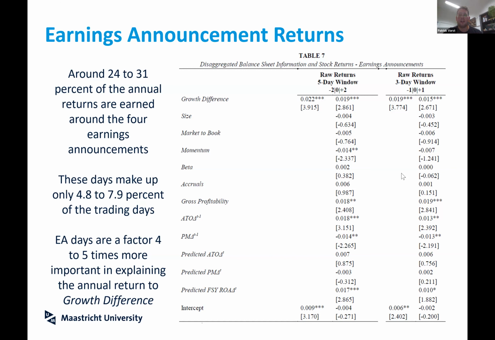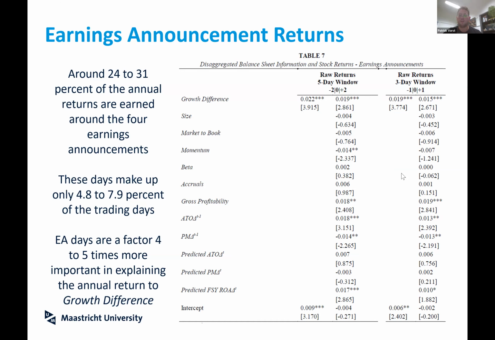And then you see the results here. Of course, the returns are smaller than the ones that we find over the entire year. But if you look at how much of the return is earned around those earnings announcement days, you find that it's quite a lot. We found returns ranging around 6%, and you see that 24 to 31% of those returns are earned on the 4 earnings announcements in the year.